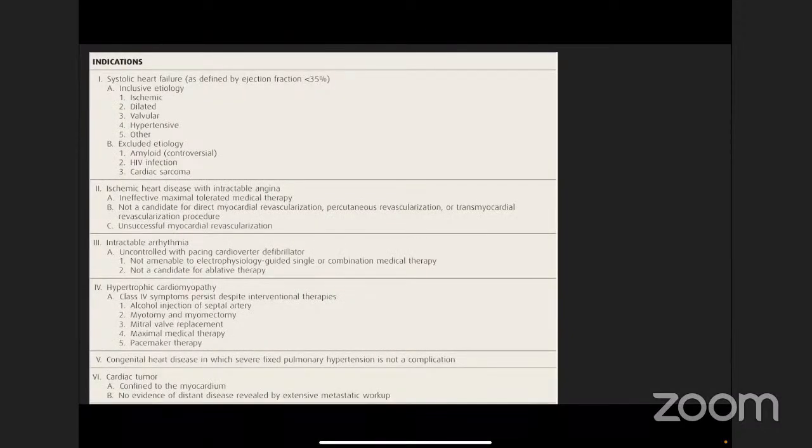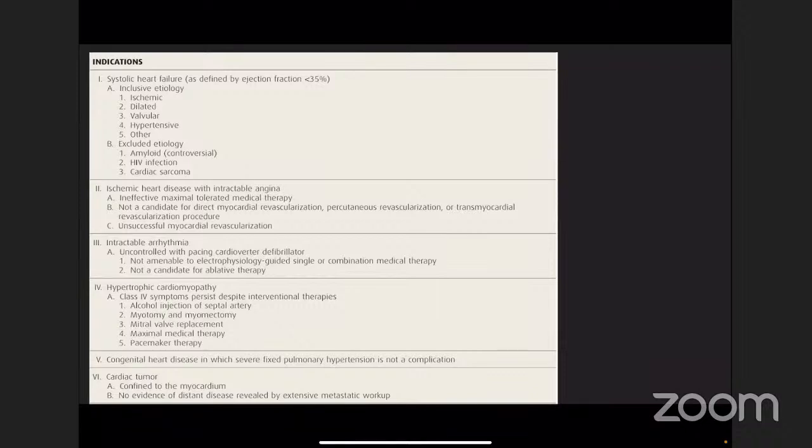This is the summarization of the indications. Started with systolic heart failure as defined by reduced ejection fraction less than 35, and a predictor of poor prognosis if the ejection fraction is less than 20, including ischemic, dilated, valvular, or hypertensive etiology, excluding amyloid, HIV, and cardiac sarcoma.